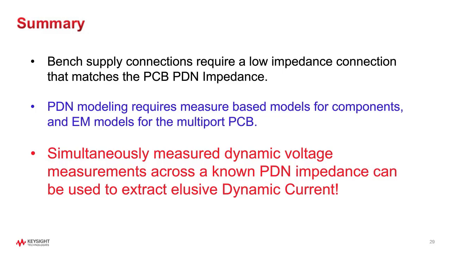Second, modeling the PCB power delivery network requires measured models of the components and EM models of the printed circuit board to accurately capture the distributed parasitics that are significant when modeling power rails with milliohms of impedance. And third and final, the real success was the demonstration that simultaneously measured dynamic voltage measurements across a known PDN impedance can be used to extract the elusive dynamic switching current on the FPGA power rail. I wish you success in finding the elusive dynamic current on your next design.